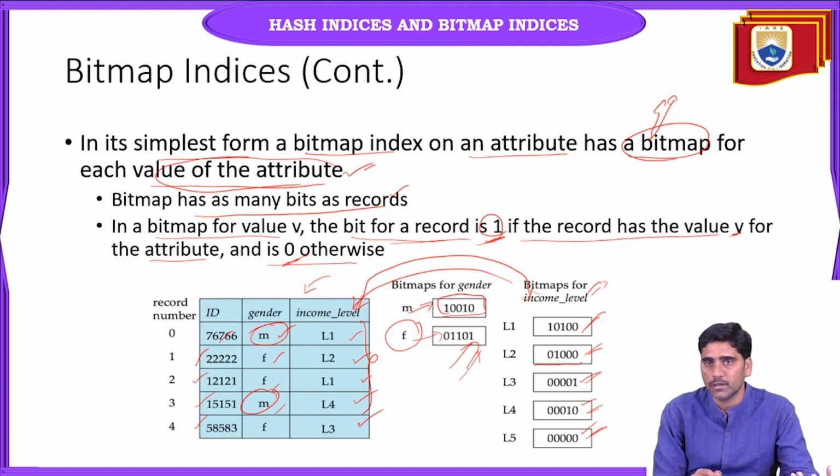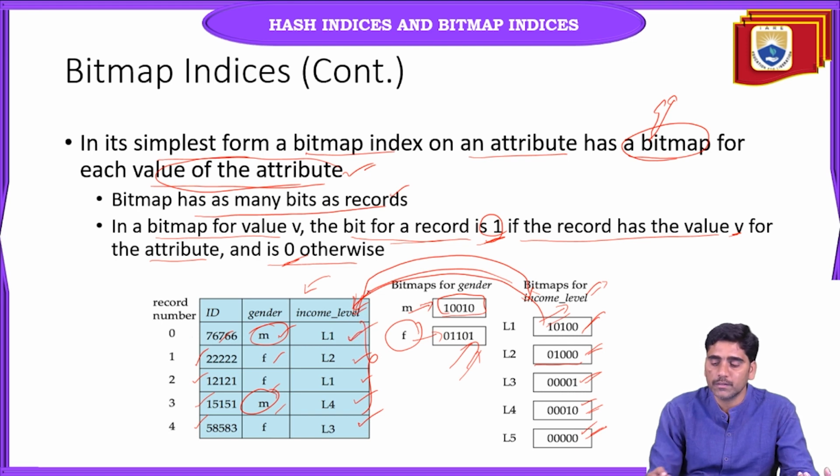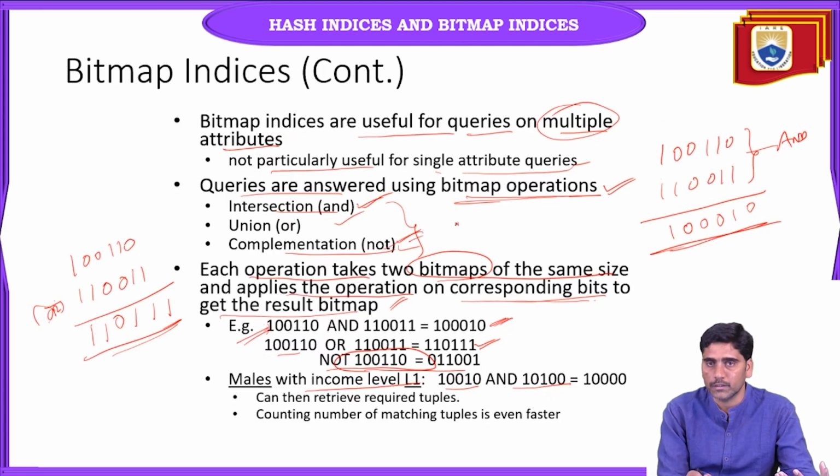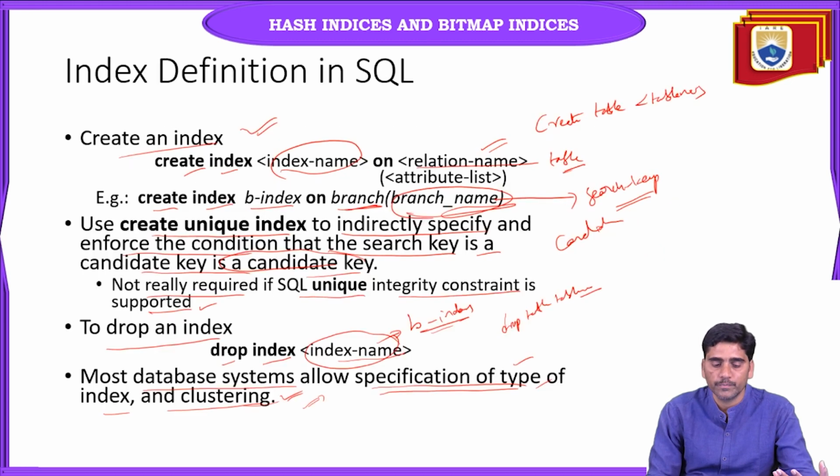In the bitmap indices table, for all the attributes we can create bitmaps, and all the bitmaps are added into this table. Bitmap operations are performed, especially union, intersection and complementation. To perform these operations, the two bitmaps have the same size, and we apply the operation on corresponding bits. We get a bitmap as the result. And bitmap indices are very small compared with the relation size.